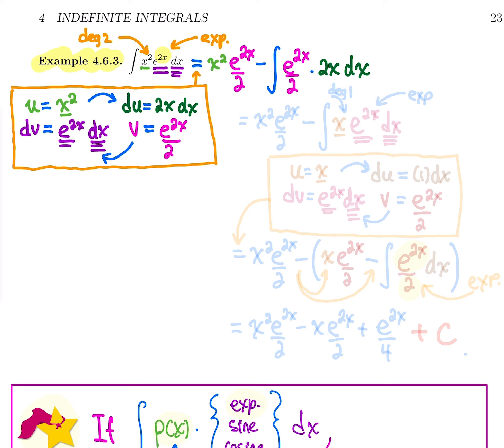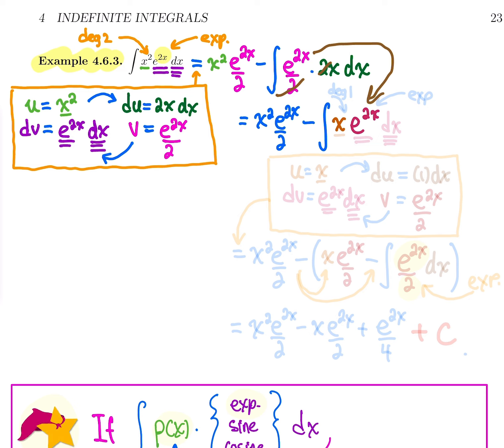I'm actually going to clean it first just to make it more beautiful. So here I have x squared, because I see that the two are canceling each other too. So e to the 2x over 2, those two 2's are canceling each other. And I like to put the polynomial first. So it's x times e to the 2x.